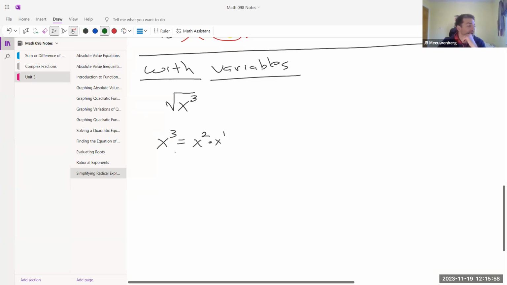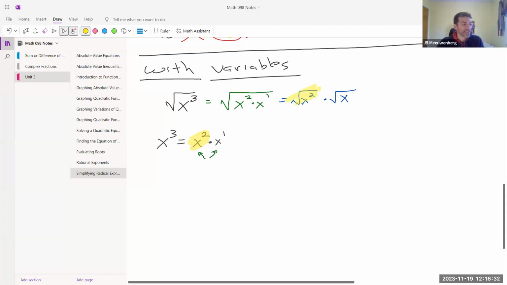Then you're asking yourself, are either of these two things perfect squares? And hopefully you think, I think this one is, yeah. It says x squared. So what we're going to do is rewrite this as x squared times x to the first. We're then going to separate it just like we did before: the square root of x squared times the square root of x. I'm going to leave off the 1. I don't need to write it here.